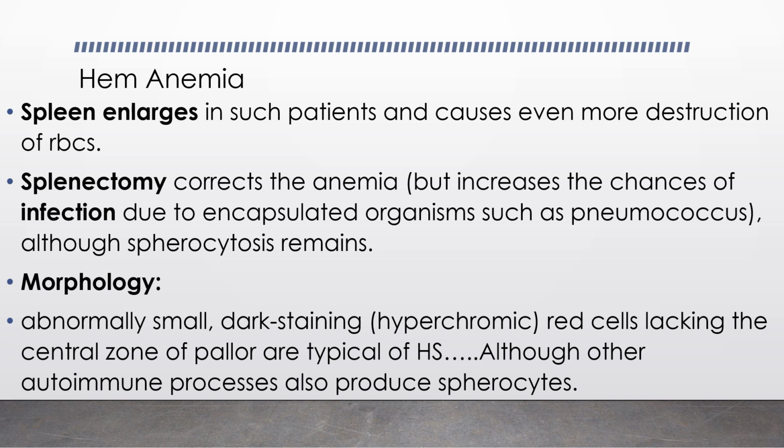Such infections can increase. Morphologically, cells are smaller, quite smaller, dark staining, lacking central zone of pallor. Some autoimmune processes also produce phagocytosis because they are partially damaged by the phagocytes. They lose the surface area of the cell membrane and become spherocytes.